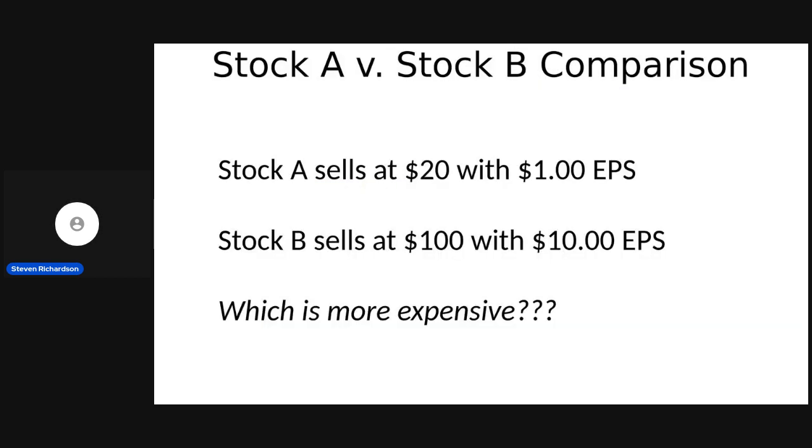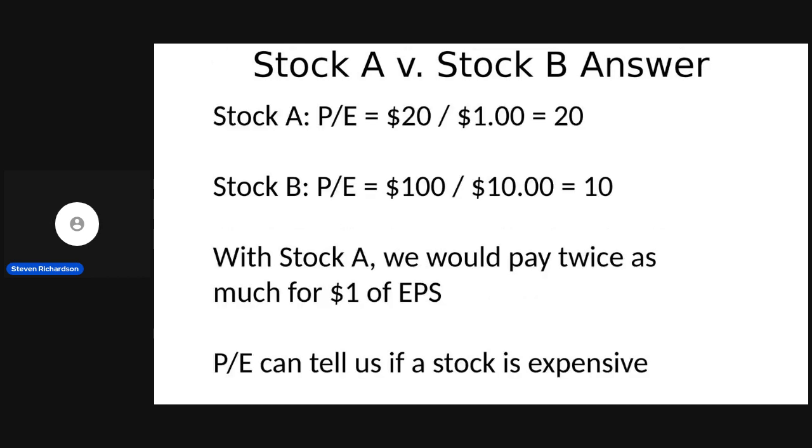Okay. Stock A versus stock B comparison. Stock A sells at $20 with $1 EPS. Stock B sells at $100 with $10 EPS, earnings per share. Which is more expensive? Let's see. Stock A price earnings would equal $20 divided by 1, or a 20. Price earnings ratio 20. Stock B, $100 divided by 10, earnings per share, equals 10. With stock A, we would pay twice as much for a dollar of earnings per share. Price earnings can tell us if a stock is expensive.